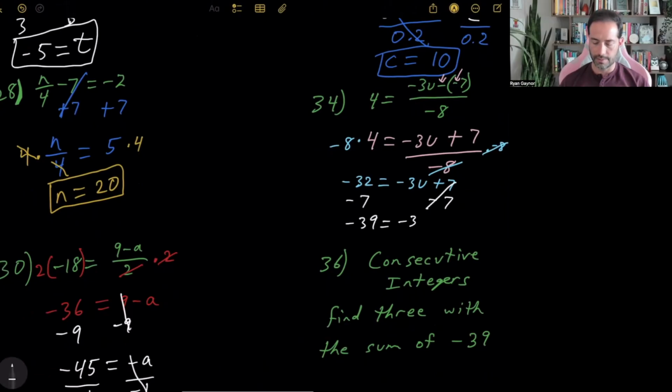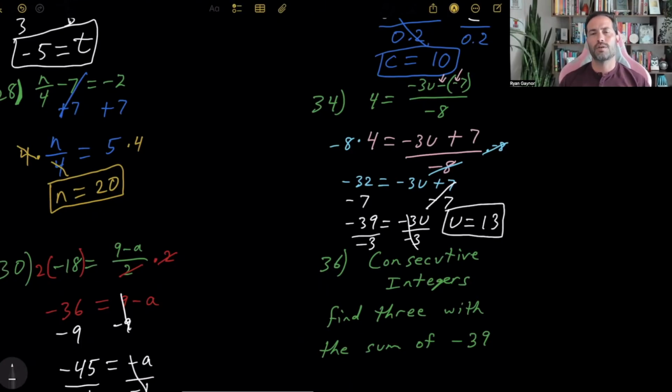Equals negative 3u. So then I just do the opposite of that, which is divide by negative 3 on both sides. We get u equals negative 39 divided by negative 3. Right, so a negative divided by a negative is a positive. That's 13. Box it up.